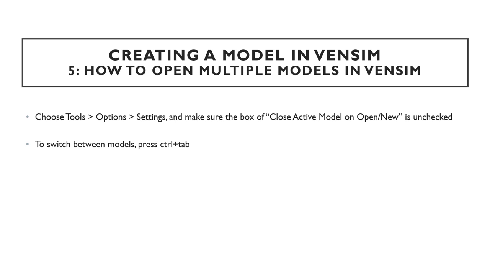It is possible to open multiple models in VenSim. You choose Tools, then go to Options and Settings, and make sure the box of Close Active Model on Open New is unchecked. To switch between models, you press Ctrl and Tab.